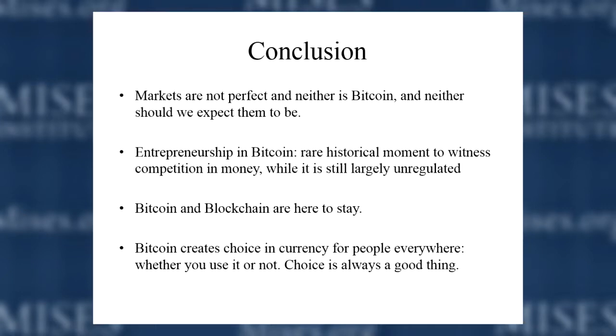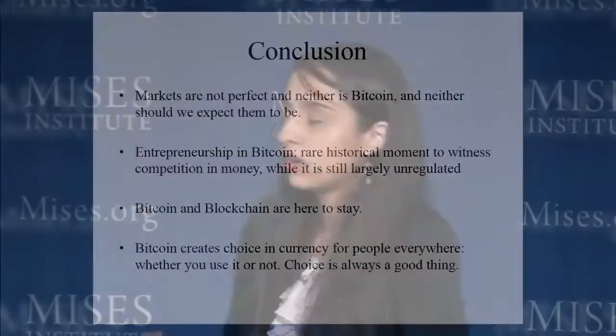That's just how markets work. And what is really interesting to me is that it's a very rare moment that we're seeing competition in a monetary product, right? It's a rare moment in history because it's currently largely unregulated still. And so there's a lot of entrepreneurship, a lot of profit, a lot of loss. We're seeing a lot of ups and downs. It's extremely interesting to watch what competition in a monetary good looks like. And it's not going anywhere. Bitcoin, and definitely blockchain as well, is only going to get stronger. Governments are starting to use the blockchain to set up property title registries, so this technology is definitely here to stay.